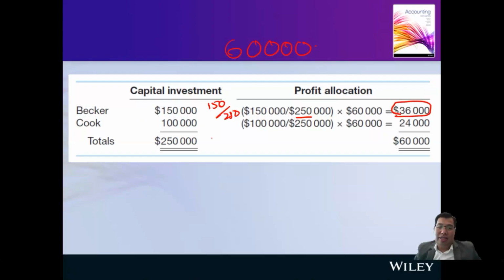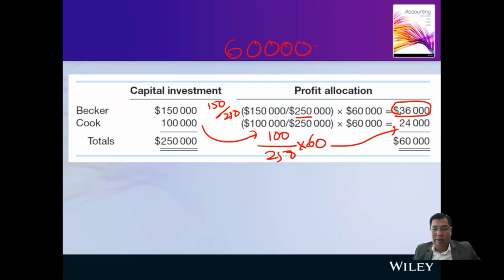Cook will get less since he contributed less. It's going to be 100 over 250 multiplied by 60,000. That gives 24,000. So Becker will have this 36,000 profit share, whereas Cook will get 24,000 profit based on the proportion of capital investment.